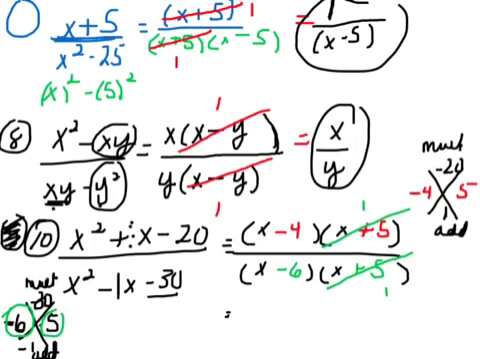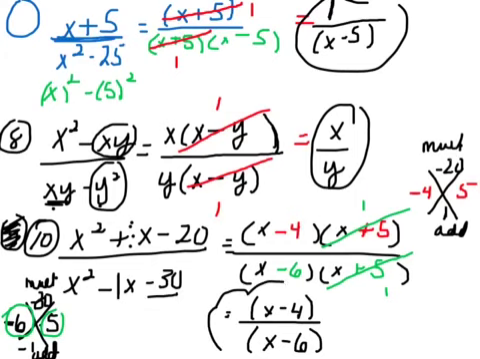X minus 4 times 1 is just x minus 4. X minus 6 times 1 is just x minus 6. I do not have to put these parentheses around these terms. They're connected with the subtraction signs there, so they really don't need it. I'm just going to leave it that way just because I can if I wanted to.